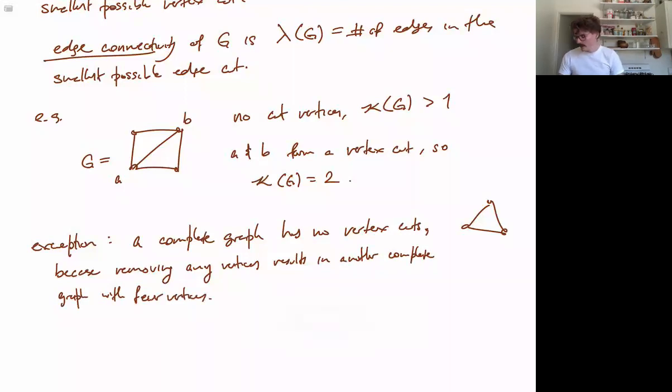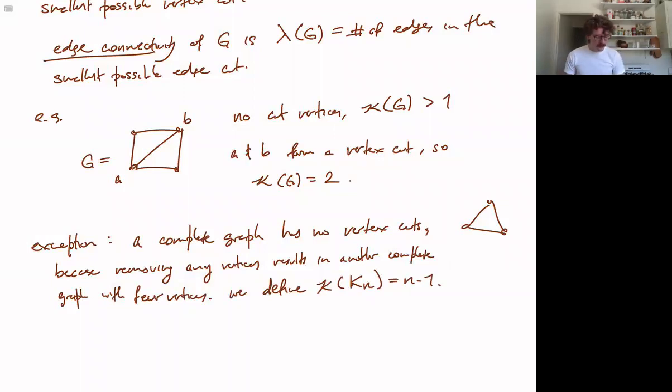So for example, when we delete this vertex from this graph, you can see that it becomes the complete graph on 2 vertices instead of the complete graph on 3. And that'll always happen. If you take the complete graph on n vertices and you remove a vertex, you get the complete graph on n minus 1 vertices. And that's never going to be disconnected. So we make this exception, and we define kappa of the complete graph on n vertices, which remember we denote by K_n, to be n minus 1.